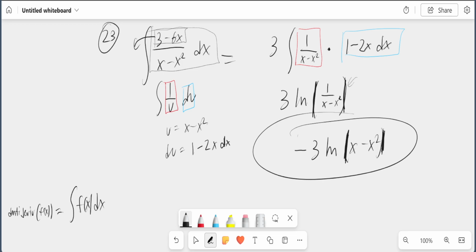Does it make sense why I put absolute values there? Yeah, but the answer says it's just 3 ln of the absolute value of x minus 1, and it's a positive 3, not a negative 3. Okay, 3 ln absolute value of x minus 1, and the x minus 1 is in parentheses, plus c. Yeah, that's what the answer is. Interesting.